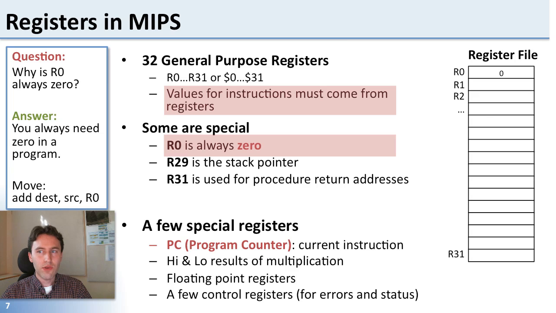So the important takeaway messages here: we have 32 general purpose registers. When you're doing computations, all your values have to come from your registers, and some of them are special. So R0 is always 0, and you want to keep that in mind.